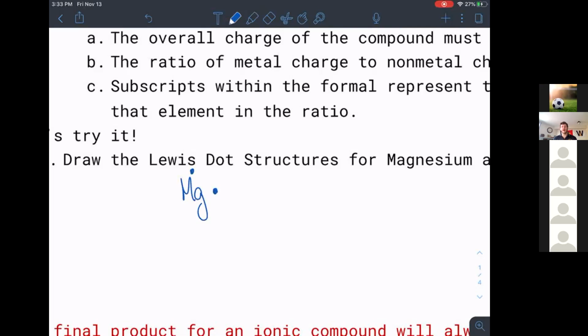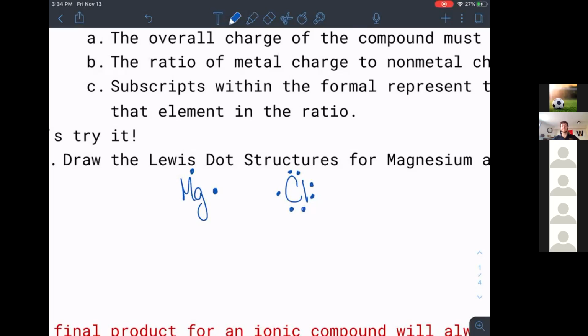All right. And now what about chlorine? How many valence electrons does chlorine have? 7. Perfect. All right. So we have 2 on magnesium and 7 on chlorine. How many valence electrons do all elements want to have? 8. They all want 8. So chlorine wants how many more valence electrons? So it has 8. 1. It just wants 1 more.